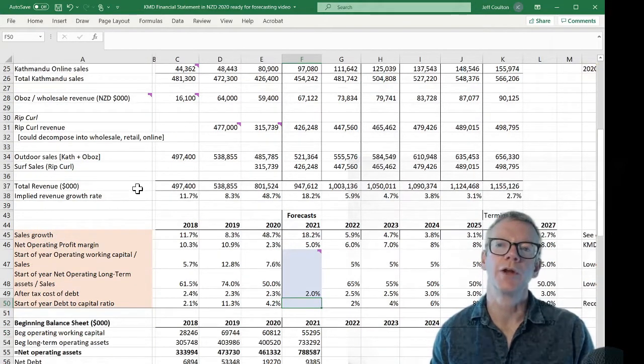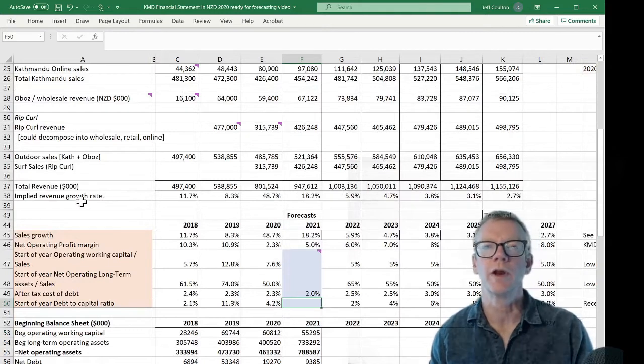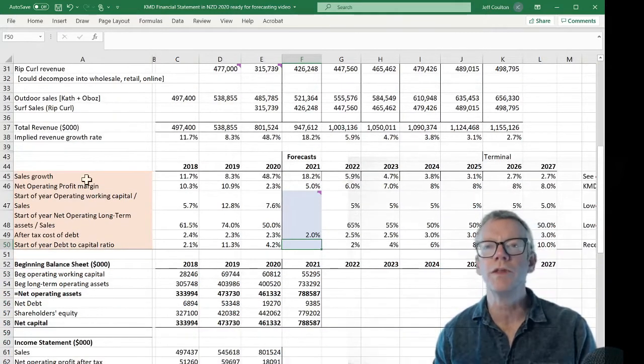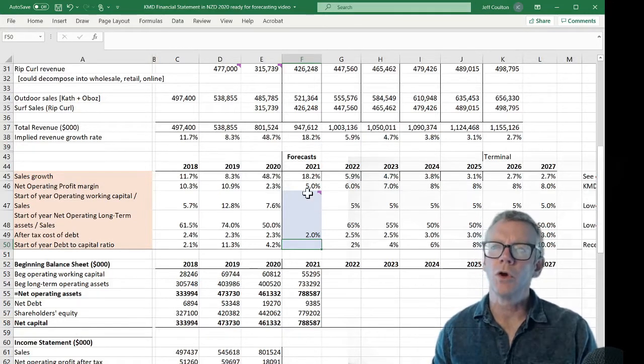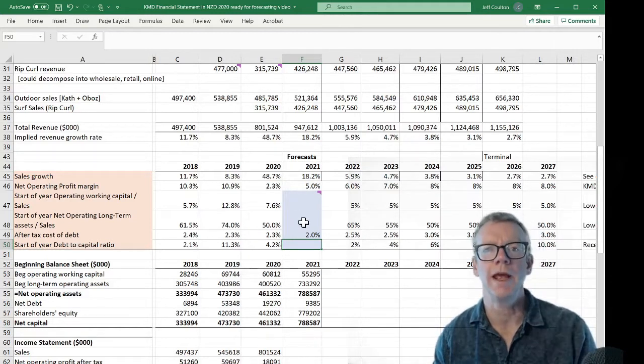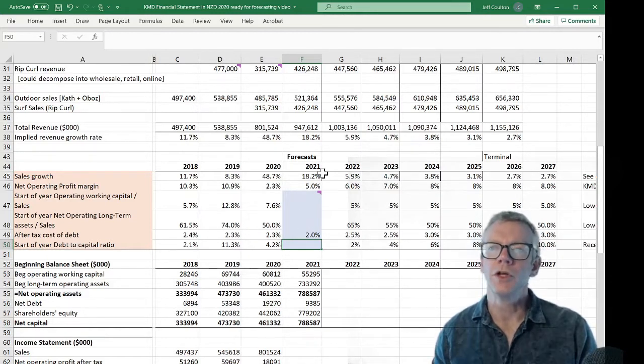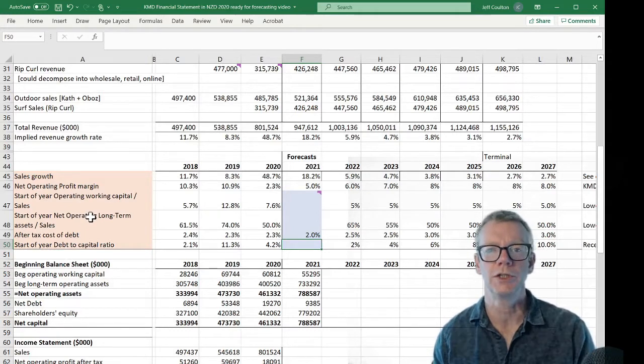That gives us our implied revenue growth rate or sales growth rate in row 38. We've then got our sales growth, our operating profit margins, our asset turnover ratios, our cost of debt, and start of year debt to capital ratios. The cells that you see here in column F, I've highlighted, because even though they're under forecast, part of the equation here, and in particular the balance sheet component of the equation, already exists.